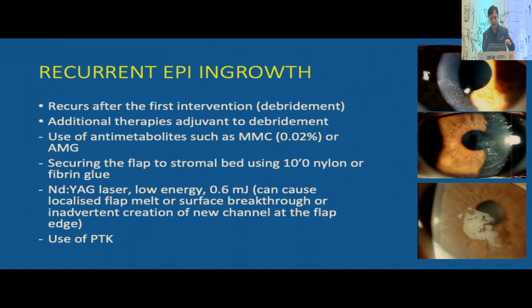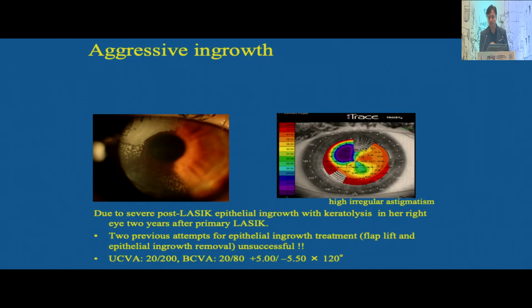Many of these epithelial ingrowths are also known to recur, and if there is a recurrence after the first intervention, there can be additional tools in your armamentarium, such as antimetabolites like mitomycin C. You can also secure the flap to the stromal bed using a 10-0 nylon suture or a fibrin glue, especially if you have an epithelial fistula that you can locate. If it is a very discrete and peripheral epithelial ingrowth, you can use Nd:YAG laser at a very low energy setting, and many of these have to be doubled up with a very fine 10 micron PTK to smoothen the surface.